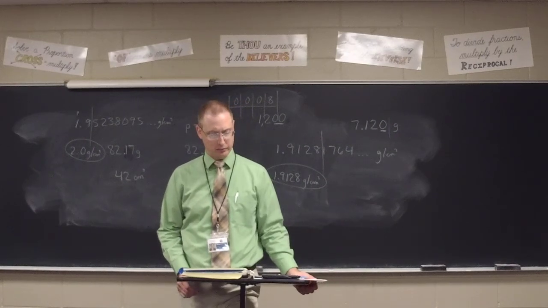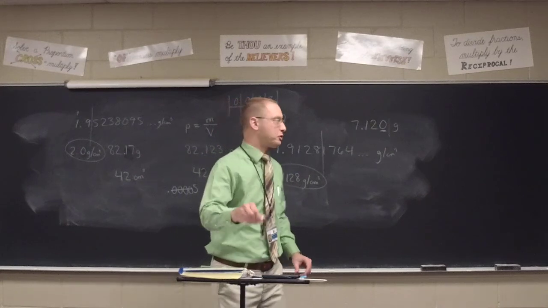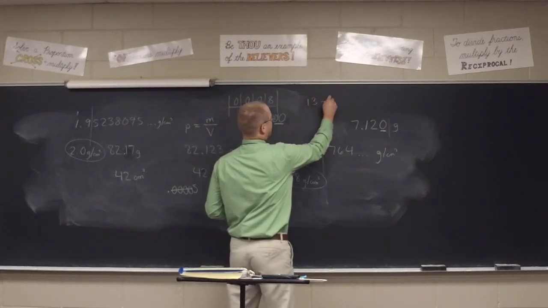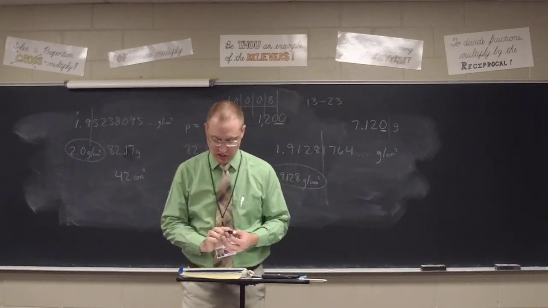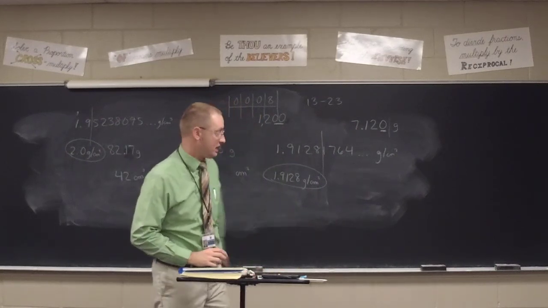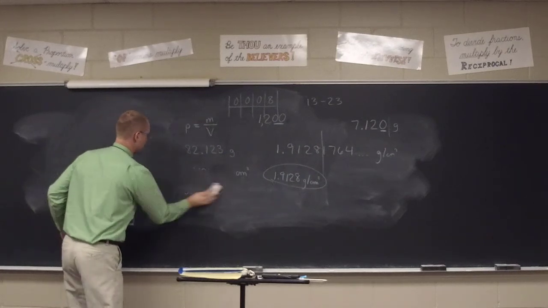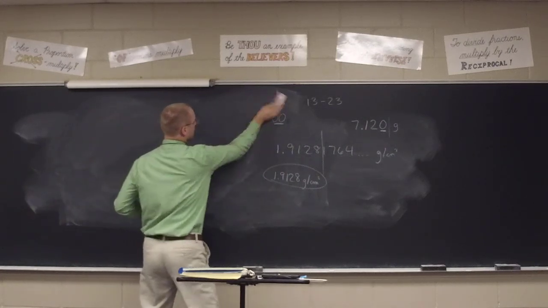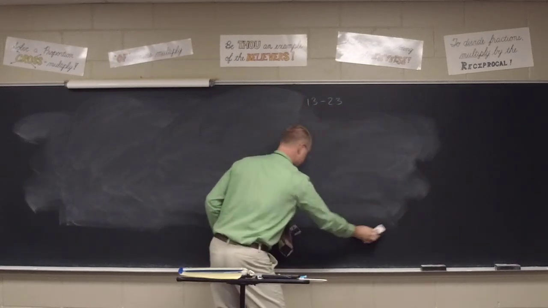Make sense? All right, so I want you to go through now and do the 13 through 23 odd, and figure out how many digits are significant. So just writing a number down next to each of these, how many significant digits in that number? 13 to 23, just the odd.